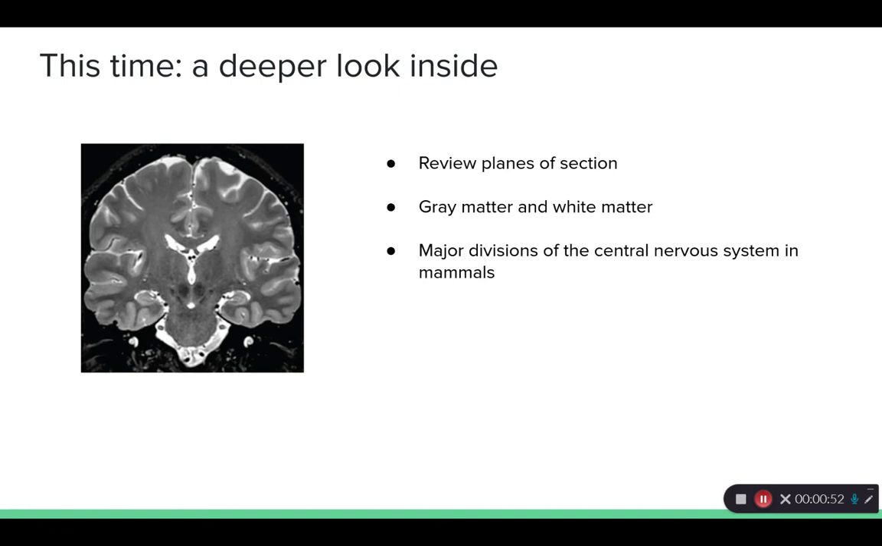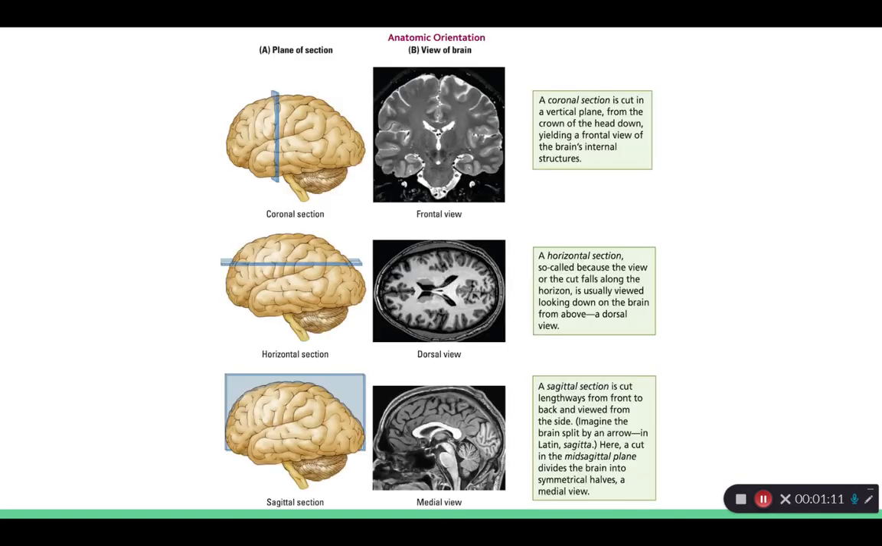We're going to talk about identifying gray matter and white matter when we look inside the brain. And then we're also going to talk about major divisions in the central nervous system. We've already talked about the four lobes of the cerebral cortex. In this last part, we're going to talk about another way of dividing up the parts of the brain and understanding their function. So we'll start off going over this. We covered this last time.